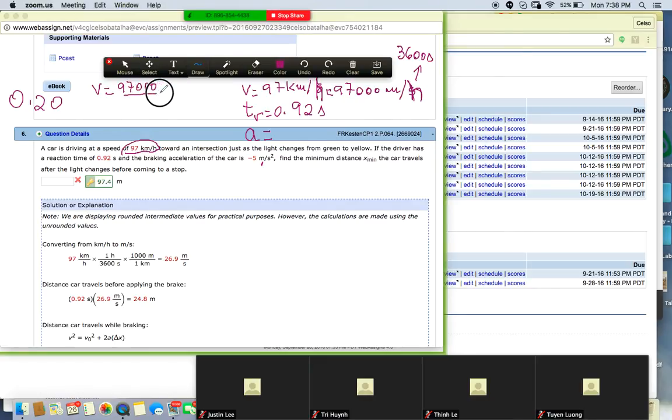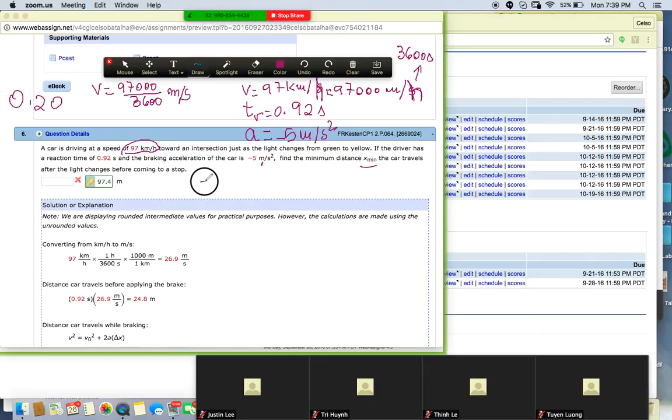97000 divided by 3600 meters per second. So he will keep this same speed for 0.92 seconds, and then the brakes will kick in and the car will decelerate. Find the minimum distance, x minimum, the car travels after the light changes before coming to a stop.